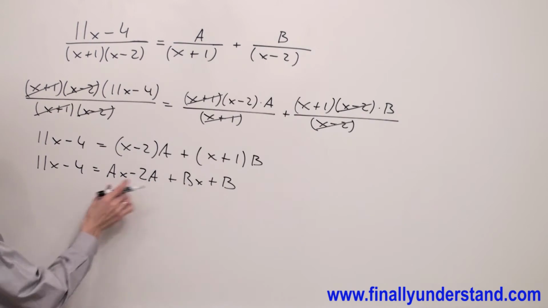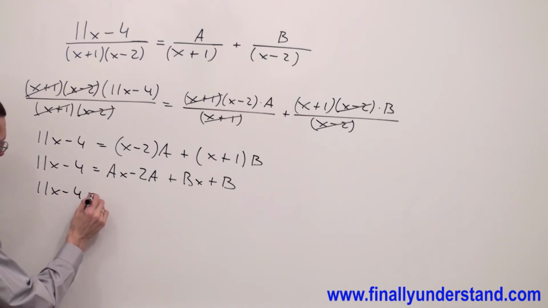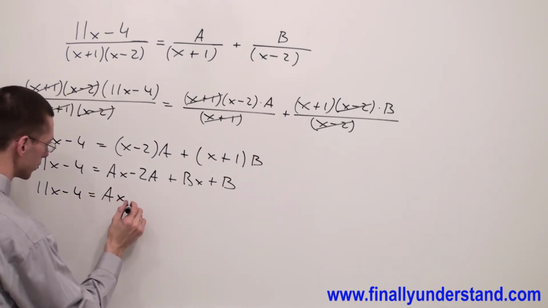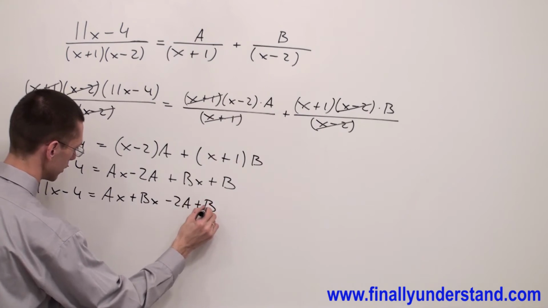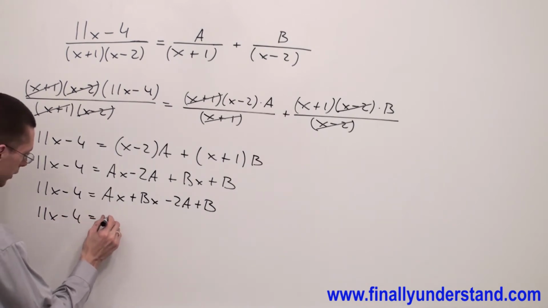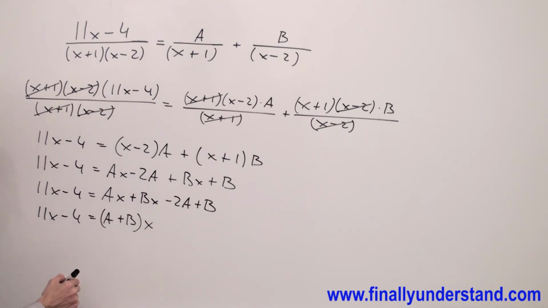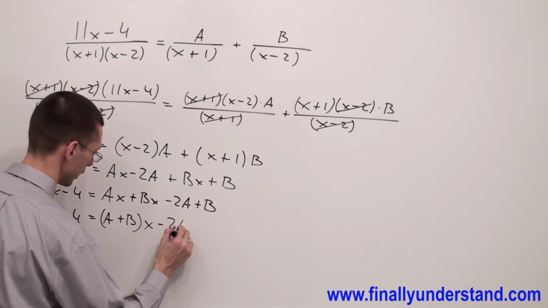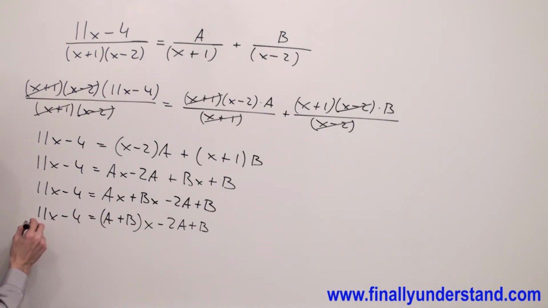Next, we're supposed to organize this equation. What I mean by that, we're supposed to combine the like terms on the right side first. So I have 11x minus 4 is equal ax plus bx minus 2a plus b. Copy down 11x minus 4 equals, and I can factorize x, and I'm going to have a plus b x minus 2a plus b.